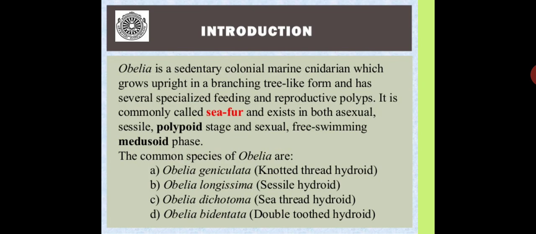There are some common species of Obelia which are as follows: Obelia geniculata, which is commonly called knotted thread hydroid; Obelia longissima, commonly known as sessile hydroid; Obelia dichotoma, commonly called sea thread hydroid; and Obelia bidentata, which is commonly called double-toothed hydroid.